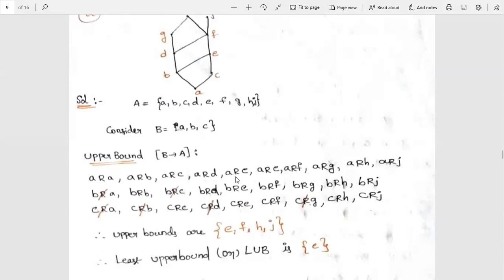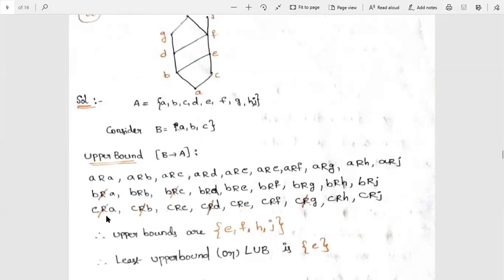So A is related to E, B is related to E, C is related to E. So the upper bounds are E and F. So here G is not related to C, so G is not considered here. And A is related to H, and B is related to H, and C is related to H. So H is one upper bound of the set.